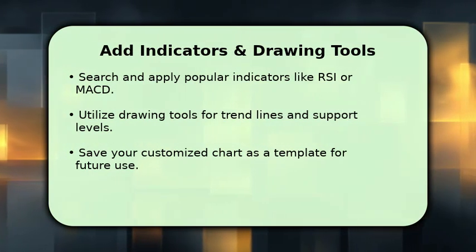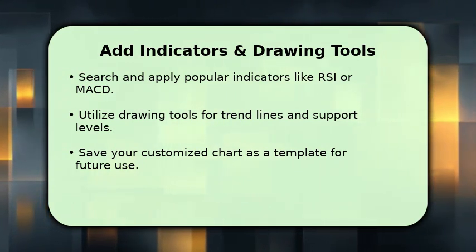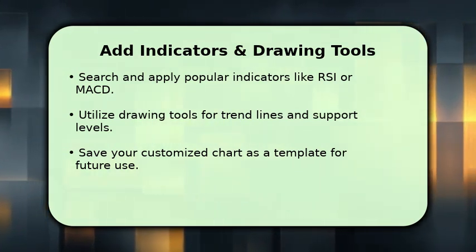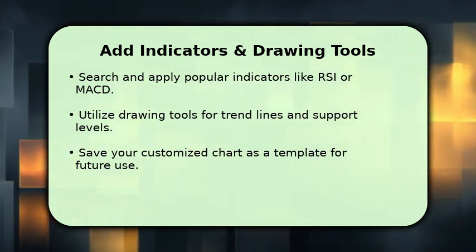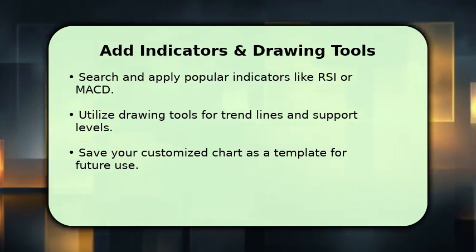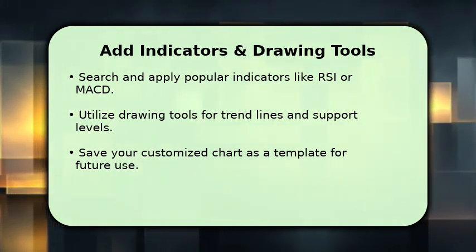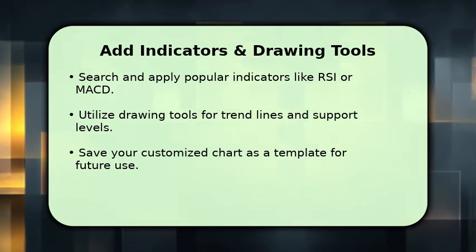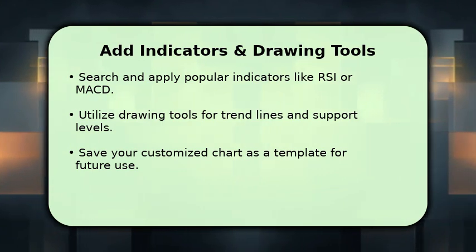Next, we'll add powerful indicators and drawing tools. Click the Indicators button at the top to search for and apply tools like the Relative Strength Index or Moving Average Convergence Divergence. Use the drawing panel on the left to add trend lines, horizontal lines for support and resistance, and Fibonacci retracements. Once your chart is perfect, save it as a template to quickly load your preferred setup anytime.